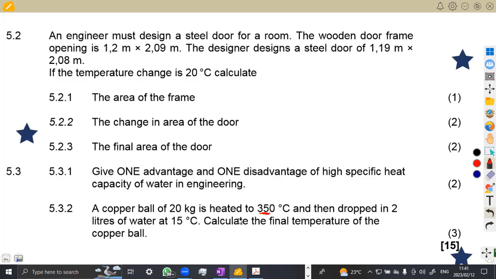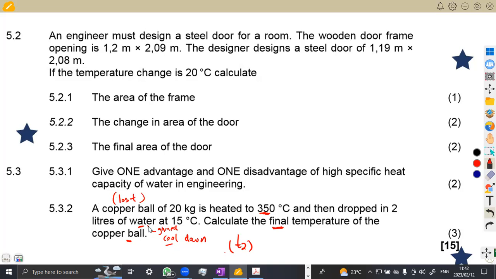Then after some time, when it was dropped into water, it is going to cool down. And by cooling down, the temperature is going to drop. And this is the temperature that is going to affect the ball and the water at the same time, which is T2. That is the temperature that you are being asked to calculate, which is the final temperature. So remember, the copper ball had its heat, then it's cooling down. So the copper ball is going to lose the heat energy, whilst the water in this case has gained the heat energy.